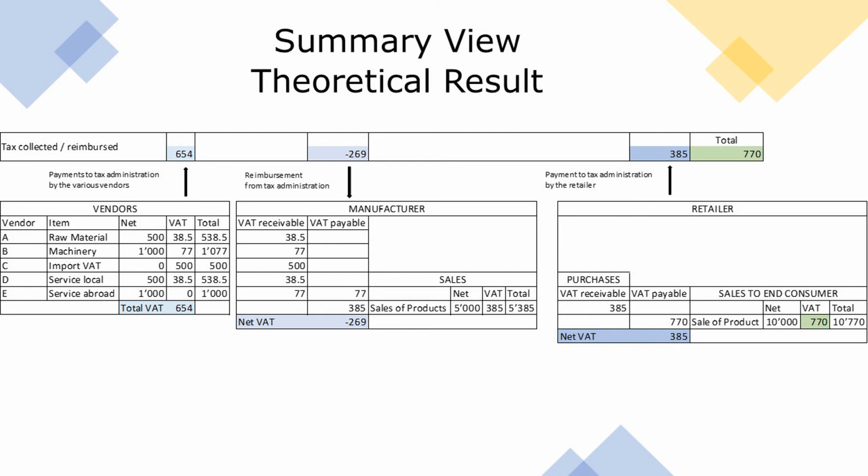The distributor has recorded 385 Swiss francs of VAT receivable and 770 Swiss francs of VAT payable. The net amount of 385 Swiss francs in VAT is paid to tax administration eventually. If we add up the receipts and reimbursements of VAT, tax administration received the 770 Swiss francs in VAT due on the final sale to the end consumer over the entire supply chain eventually.